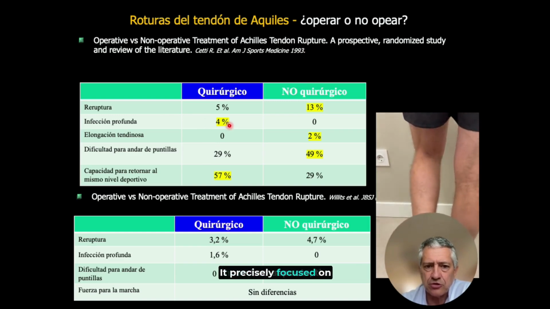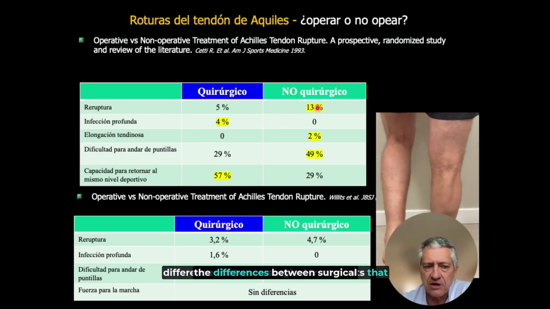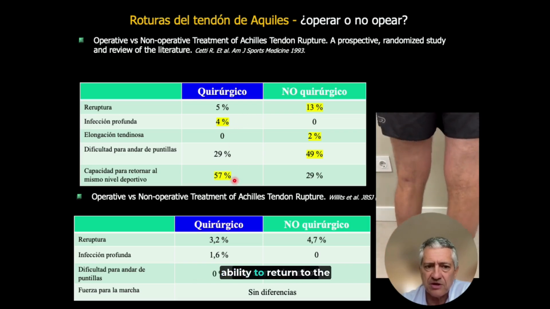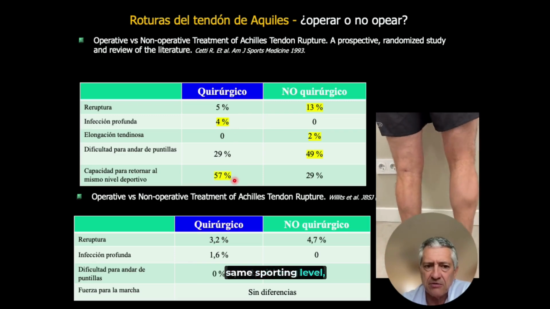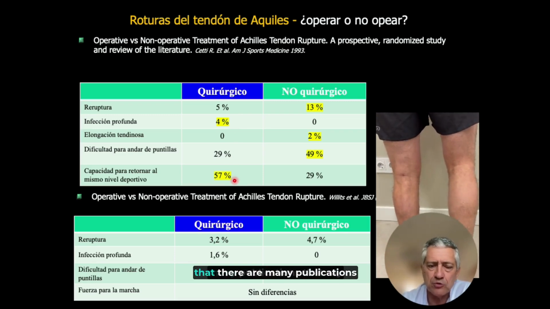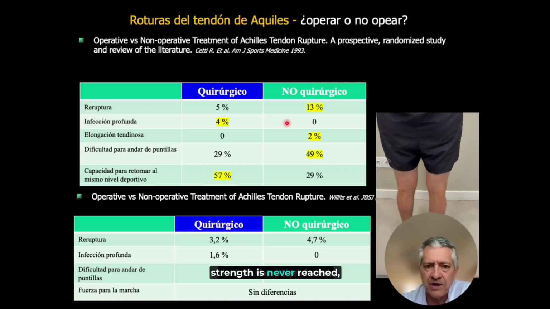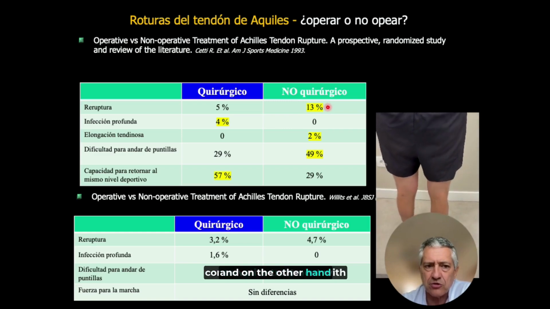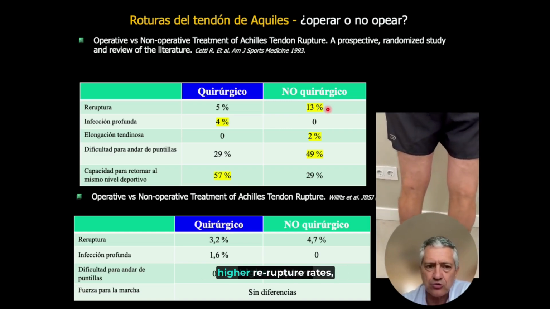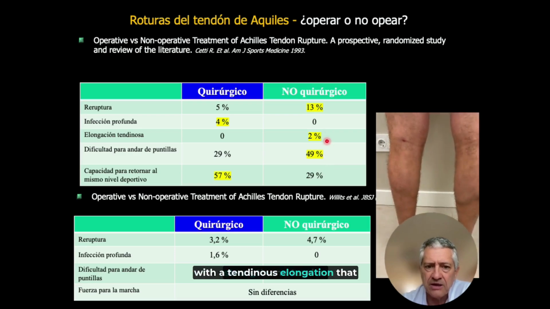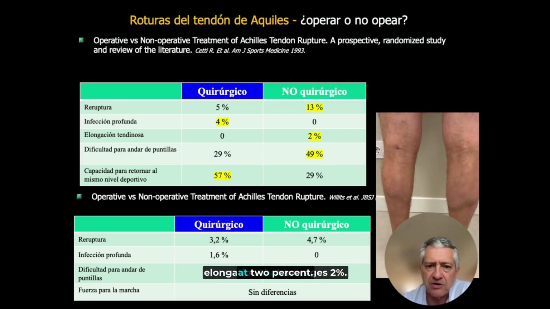It focused precisely on these two aspects: the differences between surgical treatment, which had higher infection rates and a greater ability to return to the same sporting level, although we have already seen that many publications say that full previous strength is never reached; and on the other hand, conservative treatment, with higher re-rupture rates, greater loss of strength, and a tendinous elongation that on average is established at 2%.